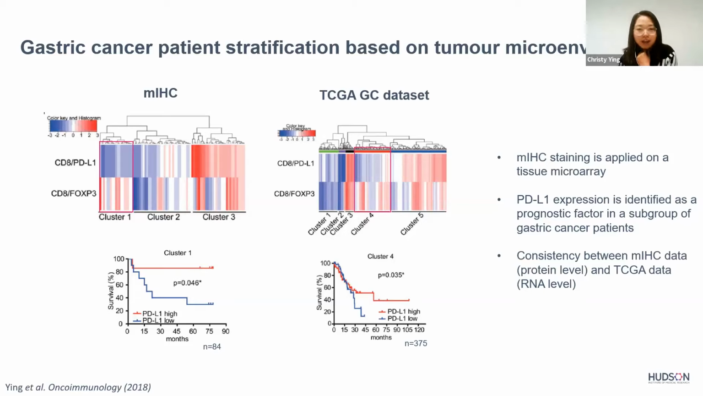And we are also very excited to see it's very consistent that we could see the clusters of the patients in both our cohort, identified by the multiplex IHC, which is at the protein level, and this is consistent with the TCGA RNA level. So this is the story for this.